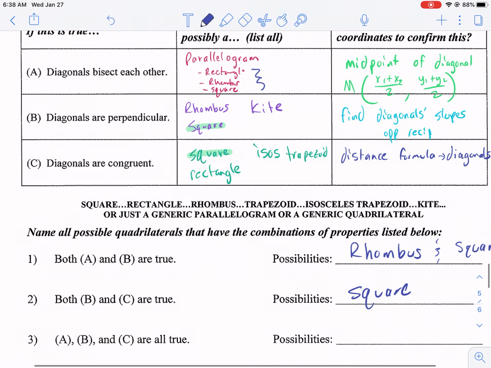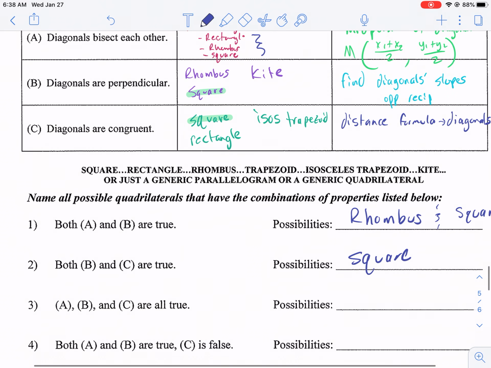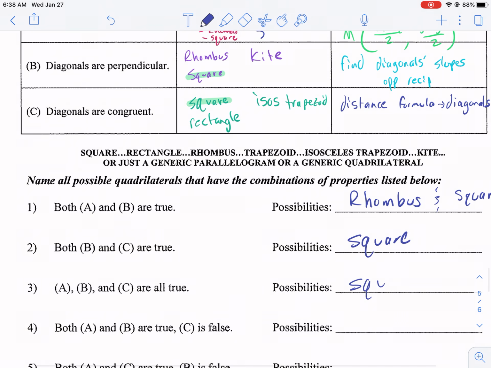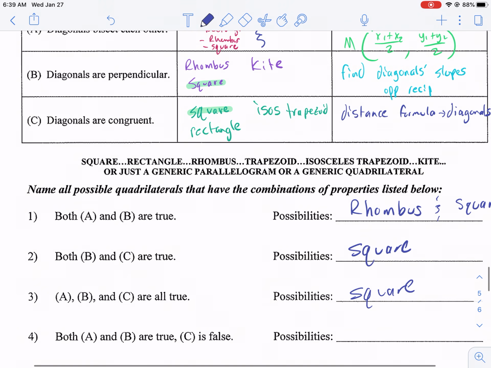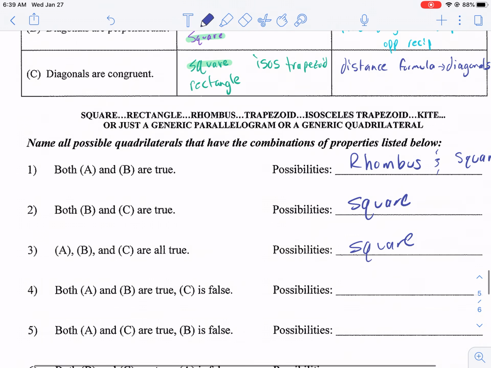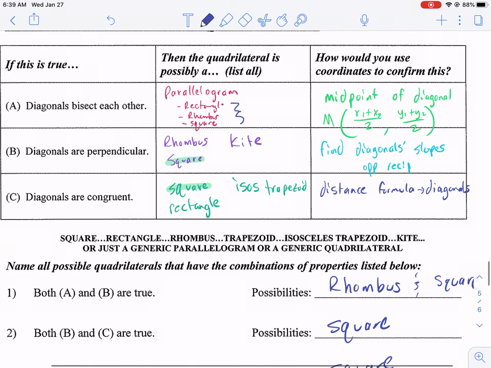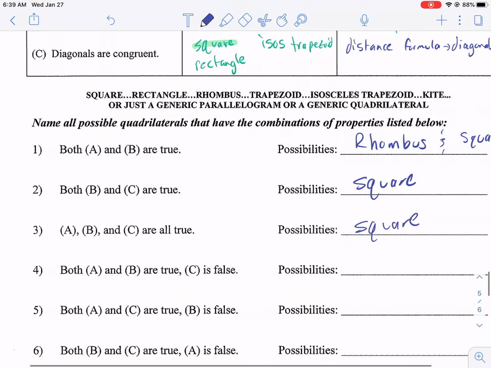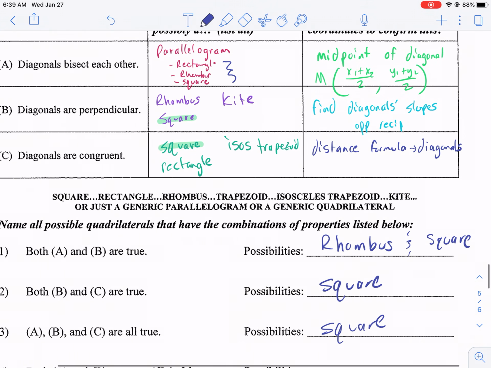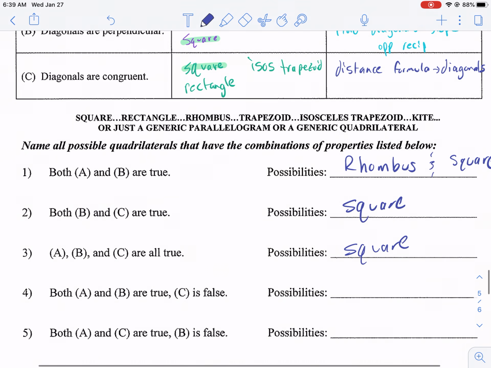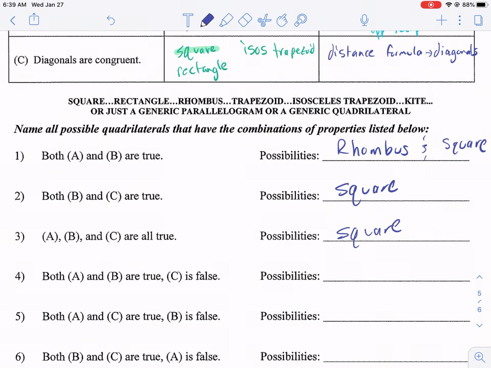A, B, C are all true. Okay, so that's only the square again. Now we're on A, B, C as false. Which one doesn't have those things? We could put trapezoid, just a regular trapezoid. Diagonals do not bisect each other. Diagonals are not perpendicular. There's a bunch of shapes you could put. We could put a circle for all we know. Oh, square, rectangle, rhombus, trapezoid. Those are the only options it gives. Should have read the instructions, so that's just trapezoid for this one.